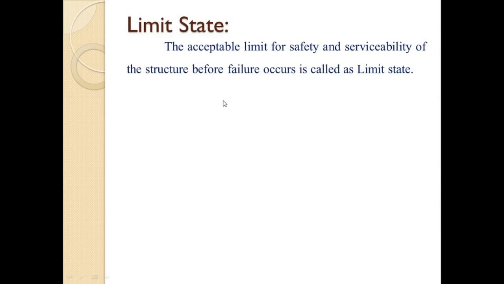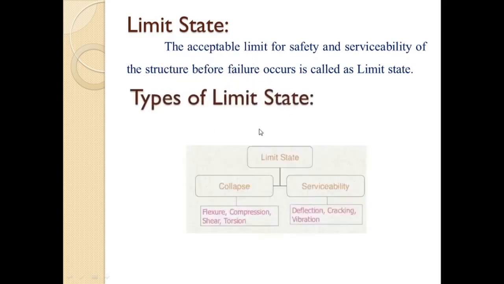Next is the limit state. What is limit state? It is the acceptable limit of safety and serviceability of the structure before failure occurs. That is, the structure gives a warning before its failure. We are confirming the safety and serviceability parameters here. The structure should be safe, serviceable and also economical. For this purpose we are using the limit state method. So what are the types of limit state?